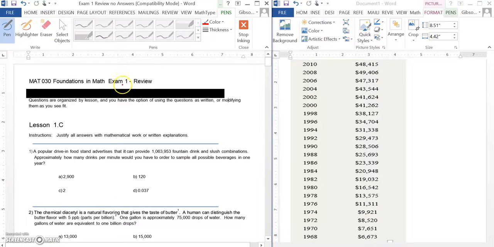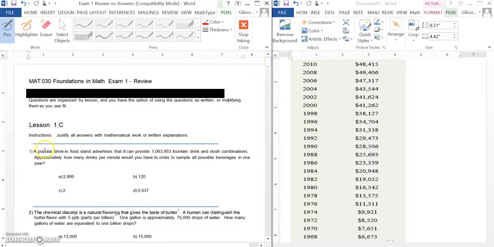Hello class, we're about to start the exam 1 review for Math 30. So first we go here to lesson 1C. Now this correlates with your lesson 1C from your course pack and also My Math Lab. So if you need extra practice, whatever the lesson is, you can refer back to your notes or go to My Math Lab for more practice.